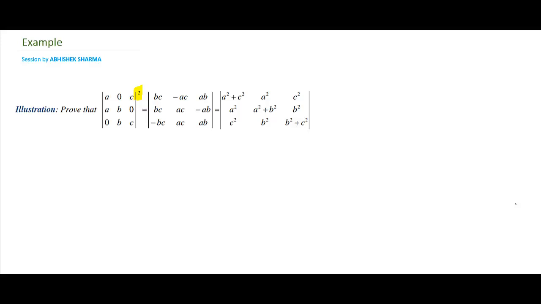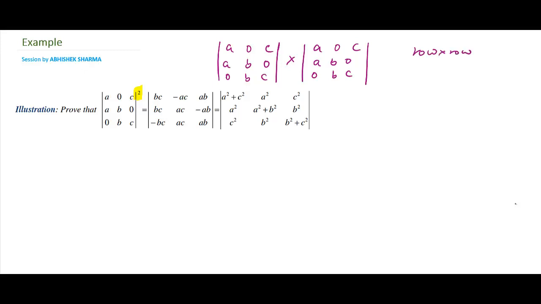So let's see what happens if I multiply these two determinants, a0c, ab0 and 0bc, times a0c, ab0, 0bc, and let's say we go for a row into row multiplication.